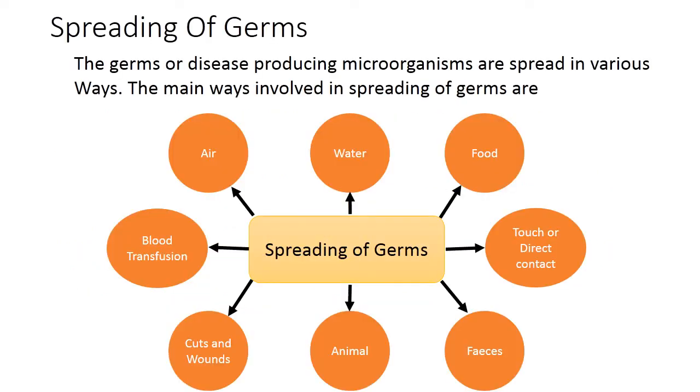Spread of germs. The germs or disease-producing microorganisms are spread in various ways. You can see how many are the total ways in which germs can be spread. There are a total of 8 ways which are listed in your book. The germs are spread through air, through water, through food which you eat, through touch or direct contact, through feces or poor sanitary conditions, through animals, through cuts and bites, and through blood transfusion.